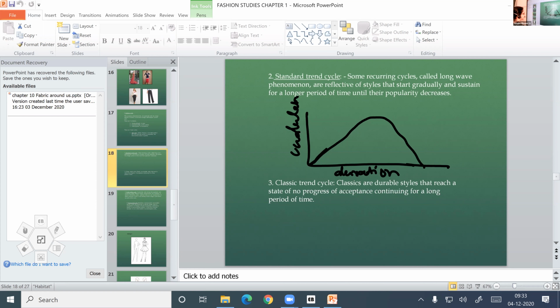And the third cycle is the classic trend cycle. Who can explain the classic trend cycle? Those who were present in the last classes, please explain. Styles that reach a state of no progress for a long period of time. Yes, the graph shows it like this. The style starts and continues for a long period of time. That is the classic trend cycle.